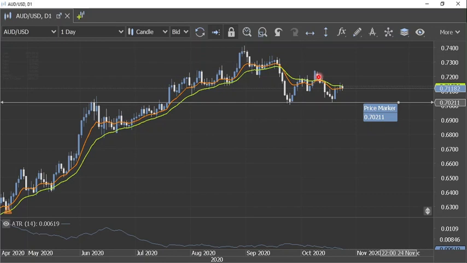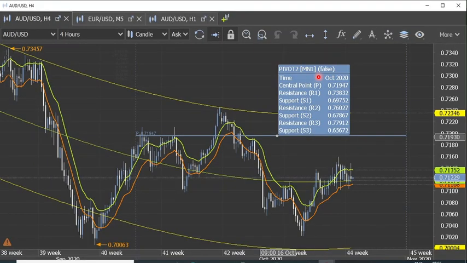So keeping that possibility in mind, the setup which we will try to get involved with should be providing us the optimum entry and exit points, and for that we will have to rely on the lower time frame charts here.